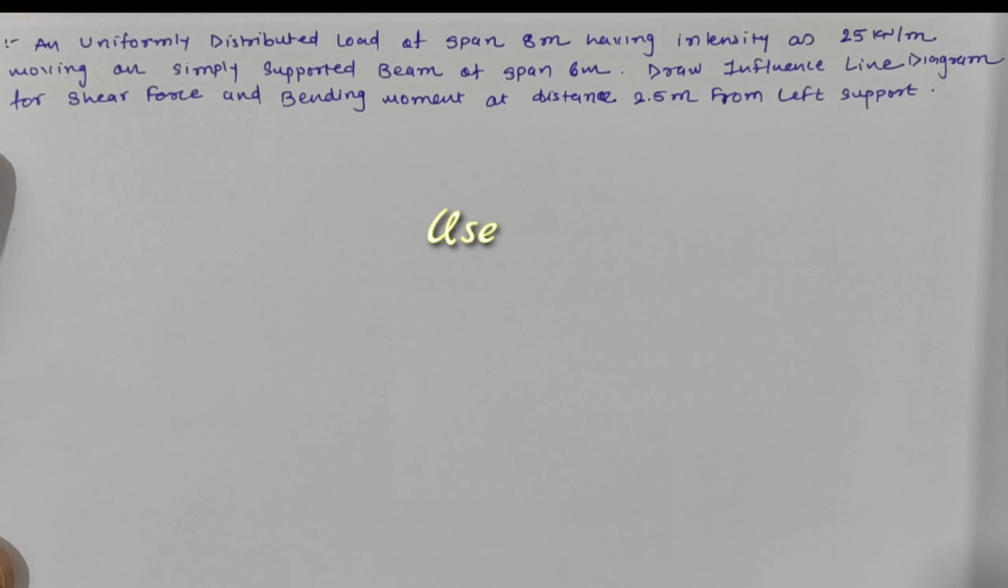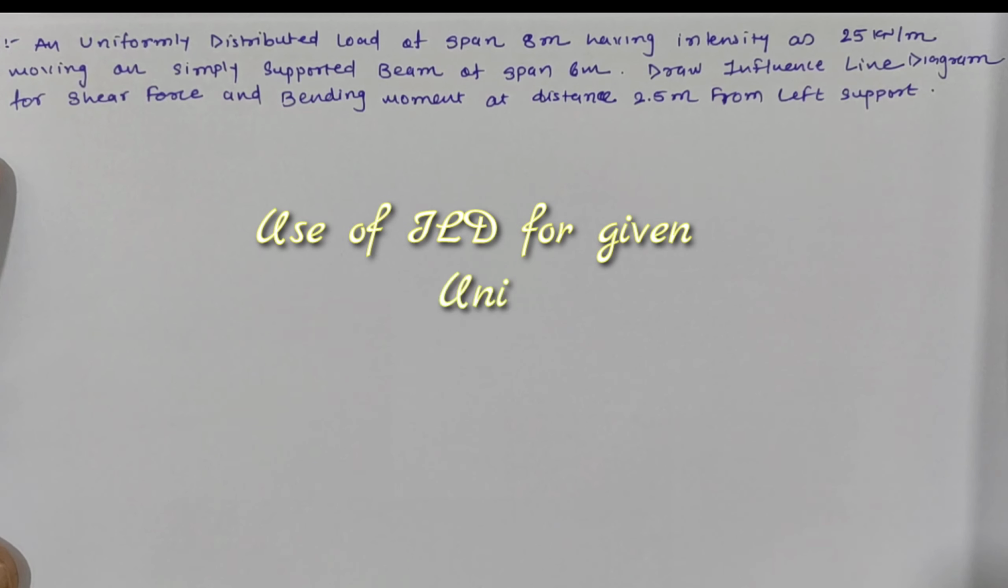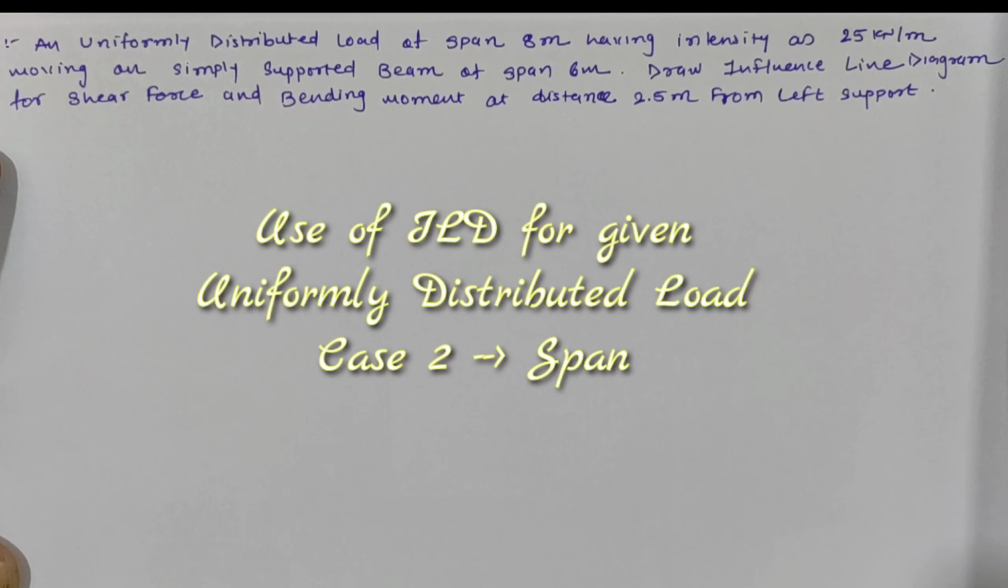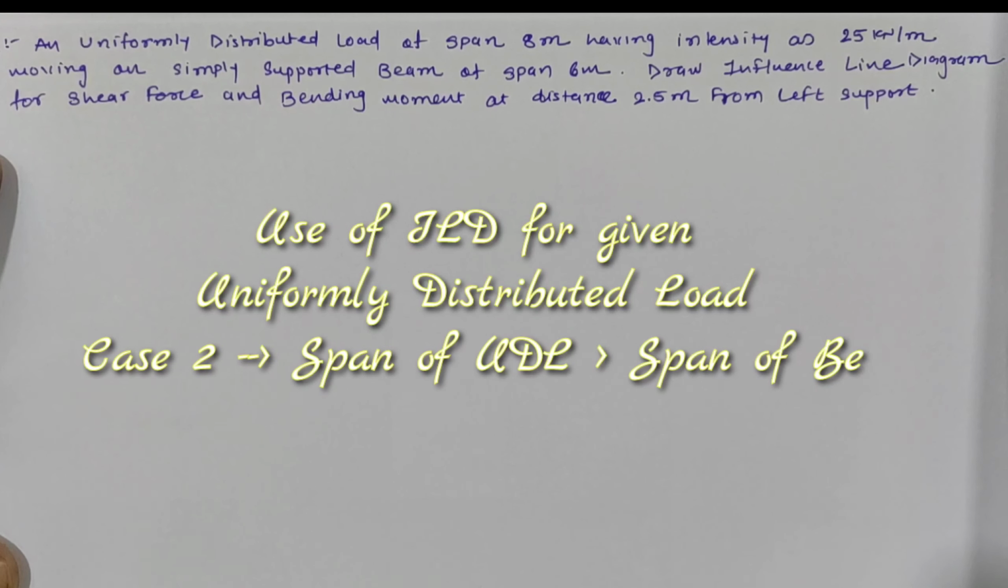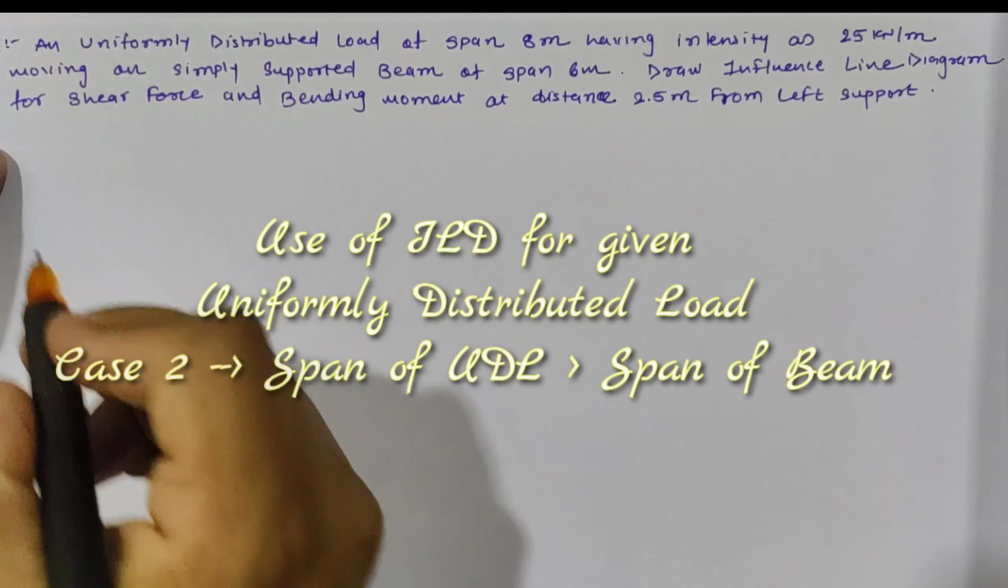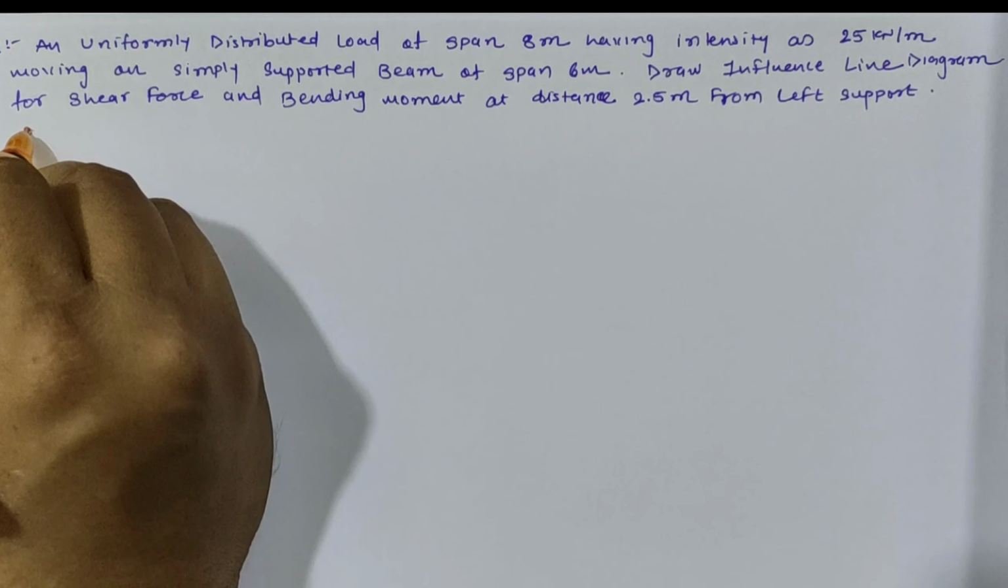Hello friends, today we are going to learn about the use of influence line diagram for a simply supported beam having a uniformly distributed load of span greater than the given simply supported span. So let us go for the calculation.